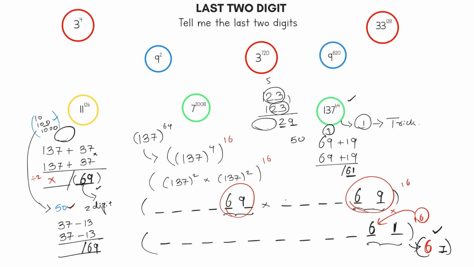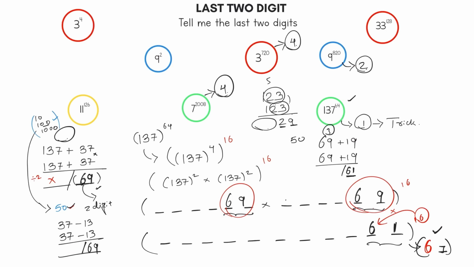But now there is a problem. We only know how to find the last 2 digits of a number that can end in 1. So we can make 9 power 2 end in 1. We can make 3 power 4 end in 1. We can make 7 power 4 end in 1. What about the numbers which don't end in 1?